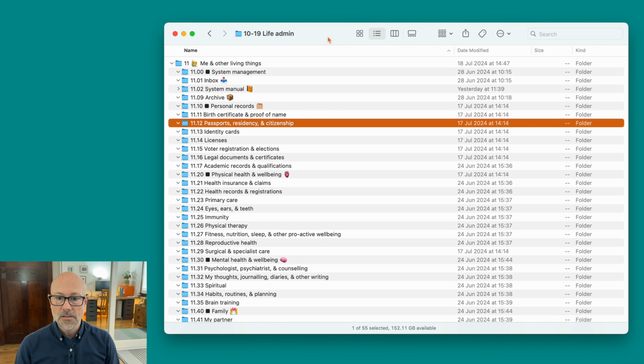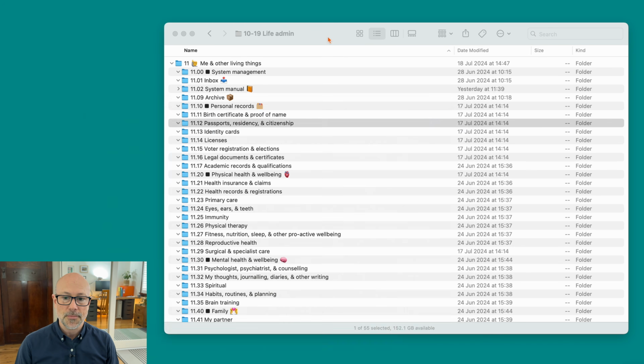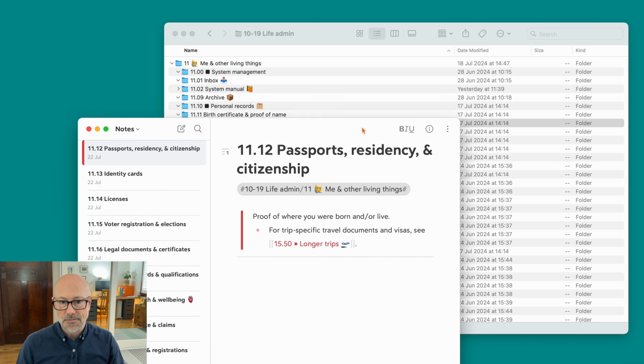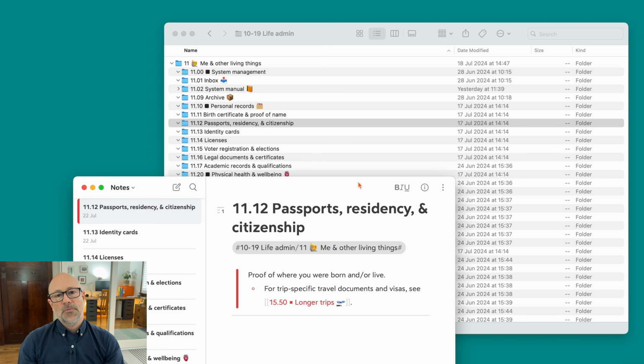This feels almost like, I know it's not, hang on, let's check my index. Proof of where you were born and or live. For trip-specific travel documents and visas, see 1550. For you, okay, you've got 2 choices here. You could either just expand this, passports, residency, citizenship, and a 10-year visa's bordering on residency, right? I know it isn't, but you know what I mean.